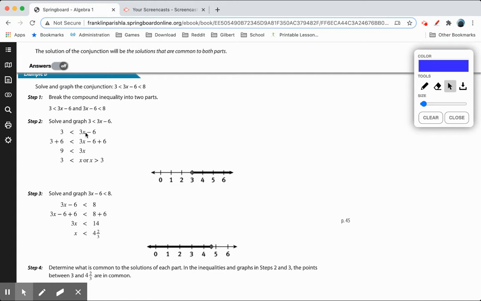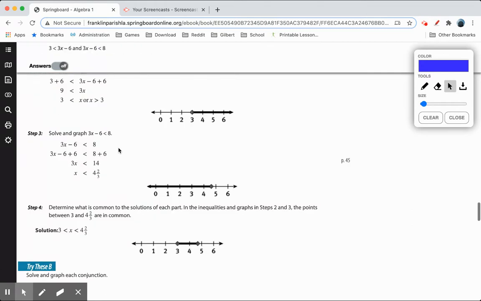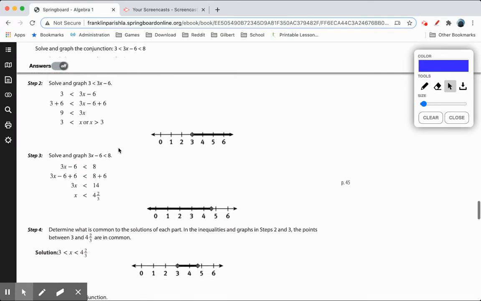So we solve 3x minus 6 is greater than 3, or 3 is less than 3x minus 6, however you want to say it. We need to get rid of the minus 6 first by adding 6 to both sides. We get 9 is less than 3x. We need to divide both sides by 3 to get rid of this part, and you get 3 is less than x, or you could say x is greater than 3. Either one of those is fine. And you have your graph right here to show you that. Again, we're solving using the same steps, the same properties of equality as we did in equations. We still need all of that now, solving inequalities.